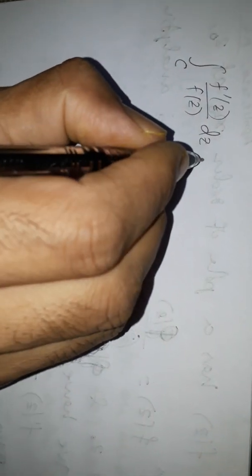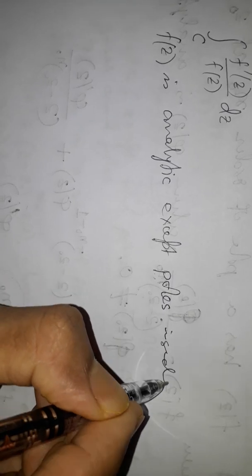So now we are going to evaluate the integral of f prime z over f z dz over this curve C in a different way, by using the Cauchy residue theorem. So we have that f z is analytic except at poles inside C. Okay, then f z may also have zeros inside C.